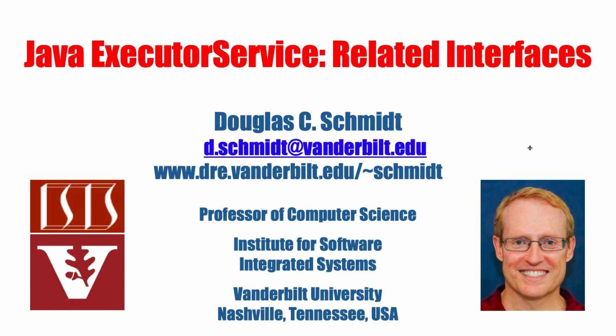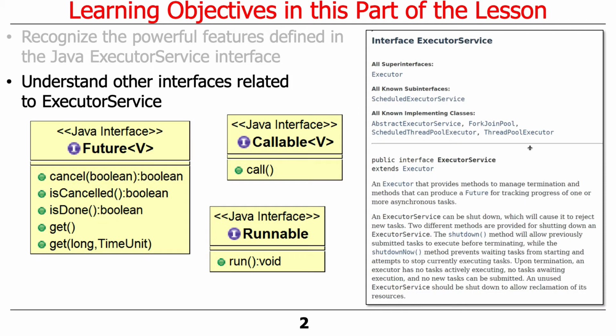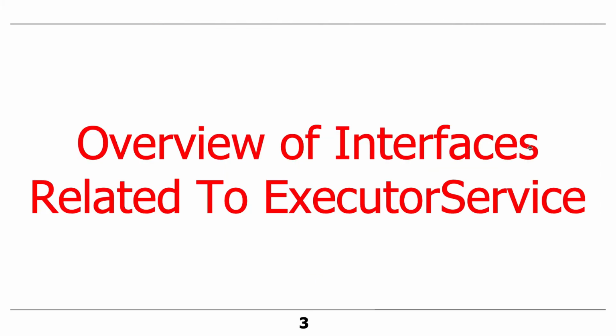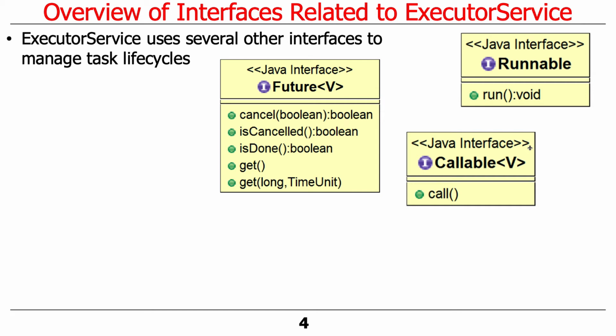So it turns out that the executor service has a number of other interfaces that are related to it, above and beyond the interface that defines the key methods that we will talk about shortly. And we're going to talk about those other interfaces because you have to have a vague idea of what they are before you can really understand the interface and how the methods work. So there are three primary interfaces that go along with executor service.